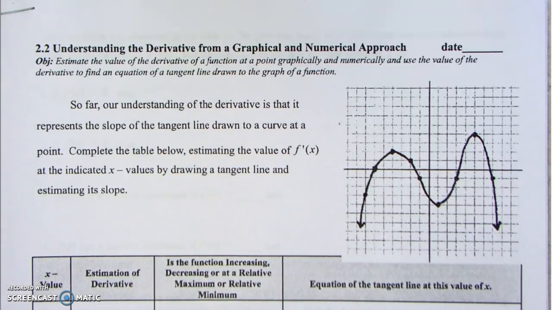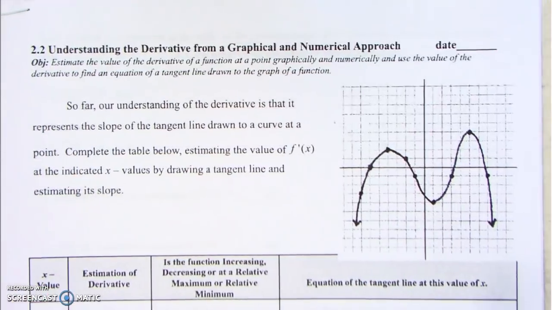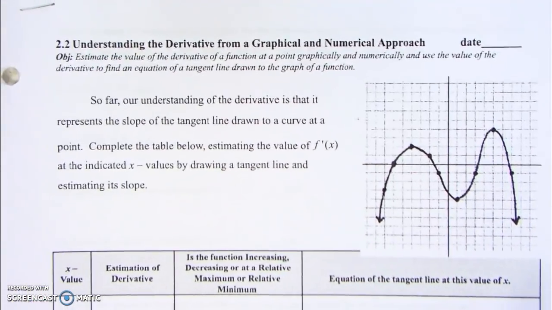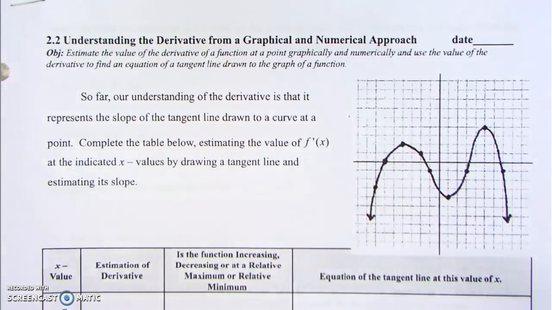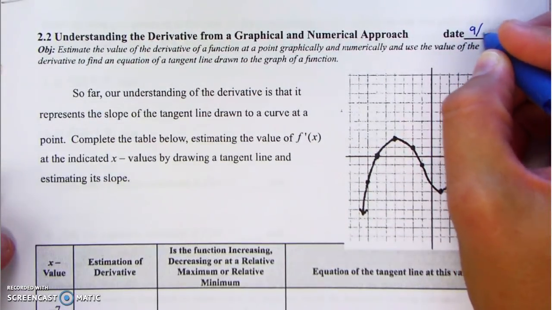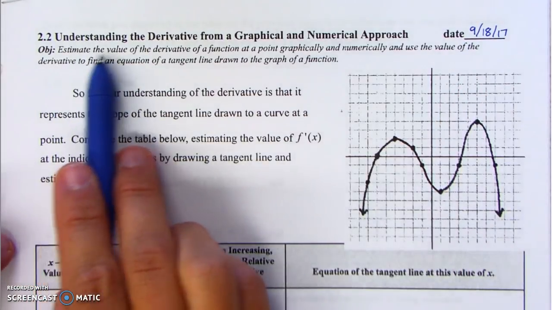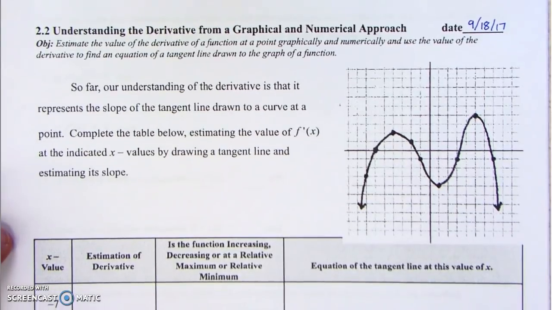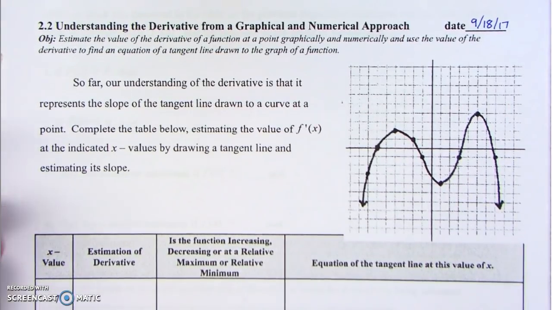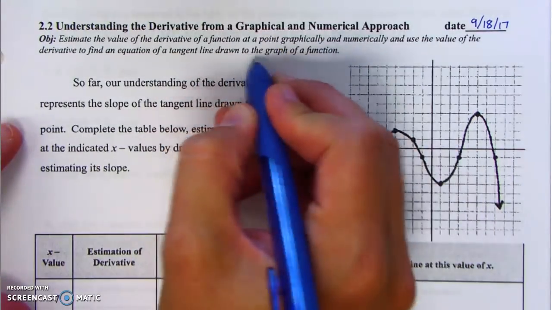Okay, these are going to be 2.2 notes, understanding the derivative from a graphical and numerical approach. So we already did it analytically, and today's date in 2017 is the 18th. The objective: estimate the value of the derivative of a function at a point graphically and numerically, and use the value of the derivative to find the equation of the tangent line drawn to the graph of the function.